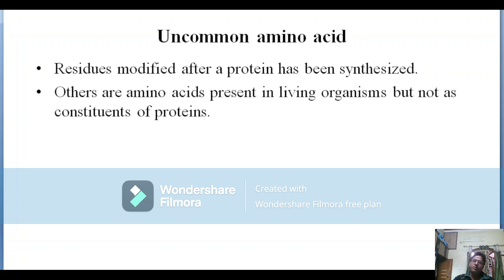Apart from these, two other newly identified amino acids are also found, selenocysteine and pyrrolysine, which are incorporated into proteins, but by using stop codons, which we will discuss in the coming lecture. The other amino acids are present in living organisms but are not constituents of proteins. Proteins are not made up of these amino acids, but they contain the amino and carboxyl groups, so they are considered amino acids.